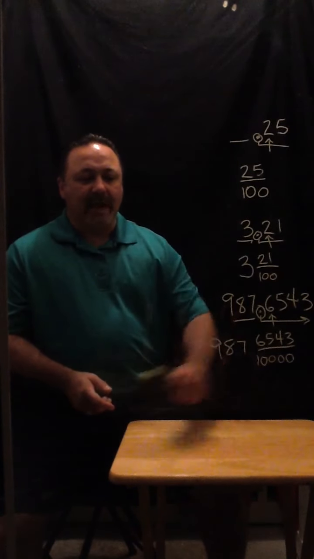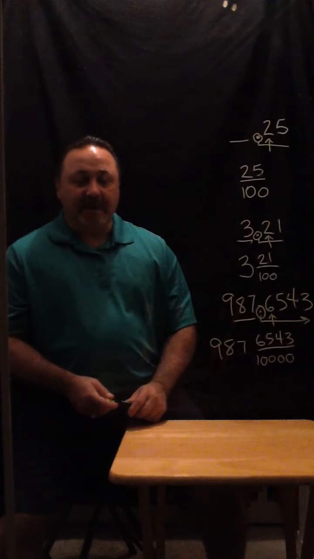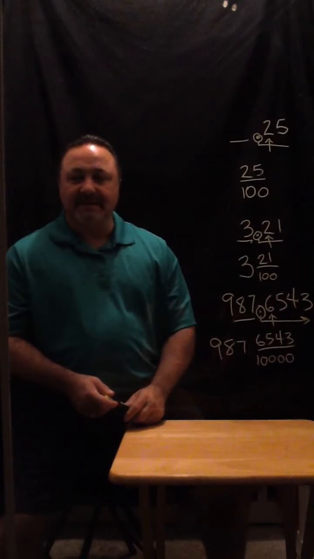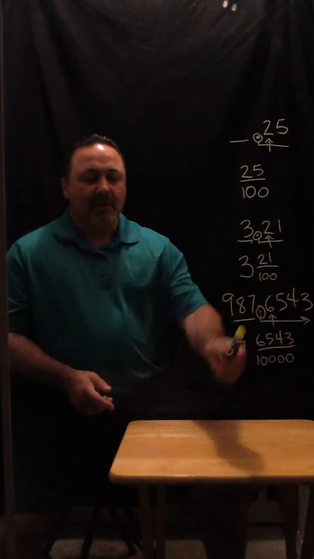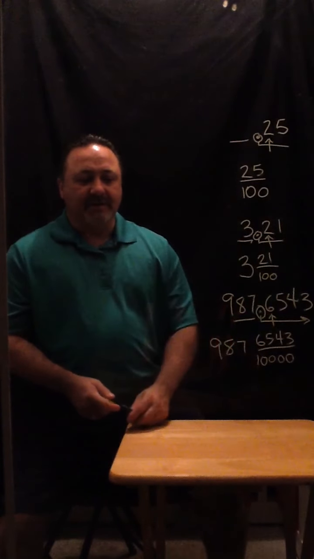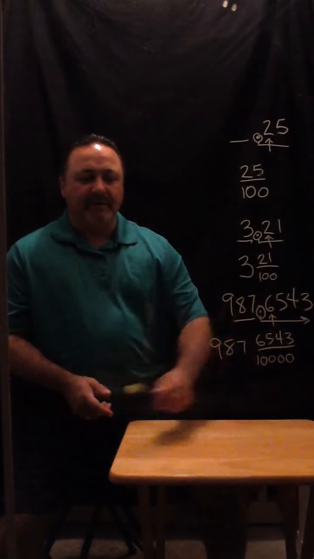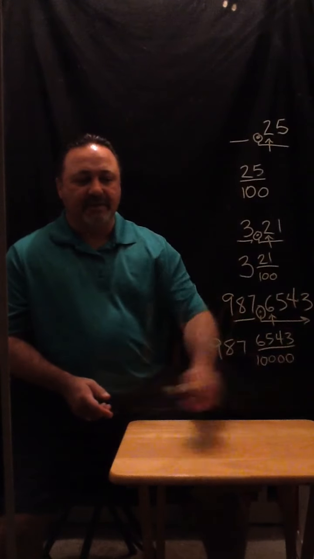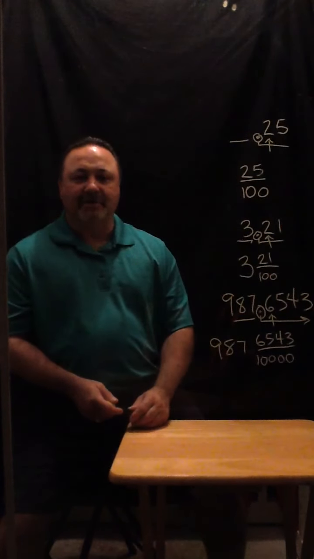So I've placed it on top of my fraction bar, paying special attention to the first number, the 6, it's in the tenths place value. So I placed a 10 underneath the 6. I took my 5 and I wrote a 0 underneath it. I took my 4 and wrote a 0 underneath it. I took my 3 and wrote a 0 underneath it, and now I have my fraction.